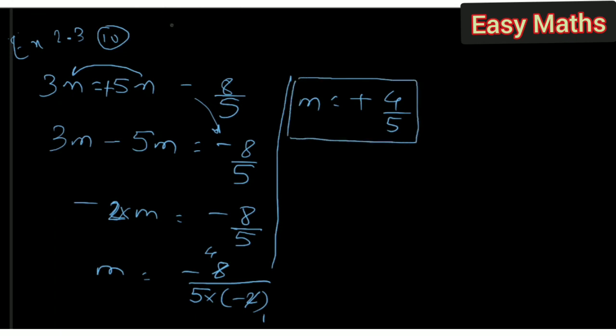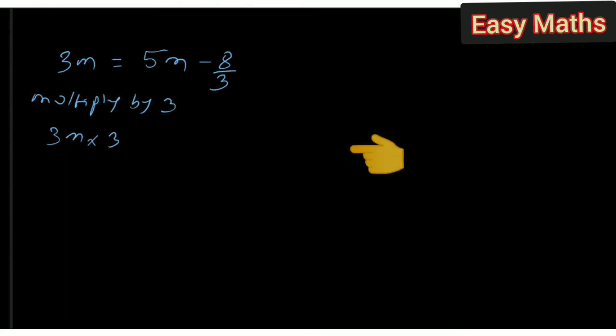I will just show this example by different method also. How can we solve the same example by different method? So last question we are going to do again by different method. So the question was 3m is equal to 5m minus 8 by 3. What we are going to do now is multiply by 3. We are just taking off the denominator. We don't want any denominator. So just what we do is multiply each term by 3 so that this denominator goes away.